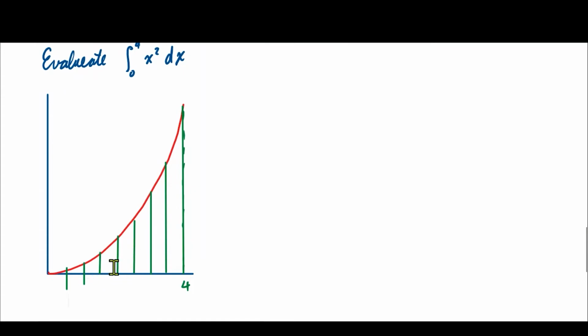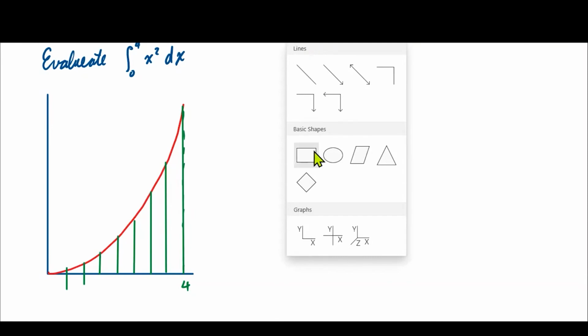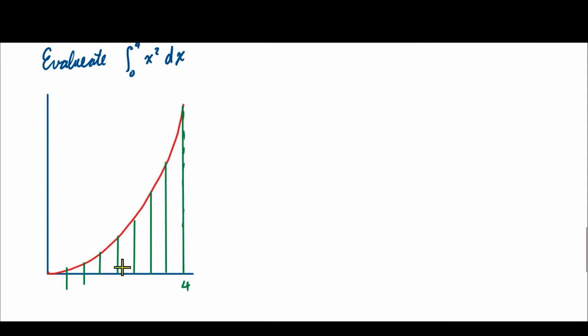But I'm going to concentrate on rectangle number 5. 1, 2, 3, 4, that one, right? So our rectangle number 5 in particular looks like this. 1, 2, 3, 4, 5, that one.